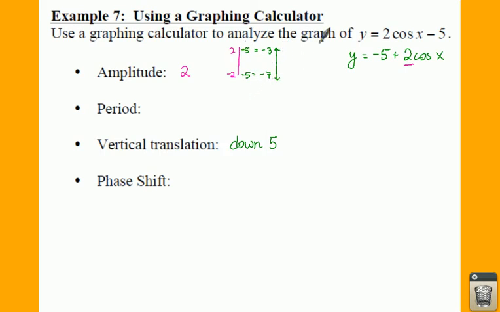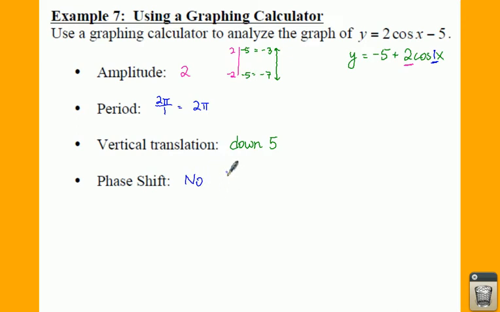The period. Well, you look at your b value, and your b is here in front of your x, which is a 1. So if we take 2 pi divided by 1, that should be 2 pi. And then finally your phase shift, there is no phase shift.